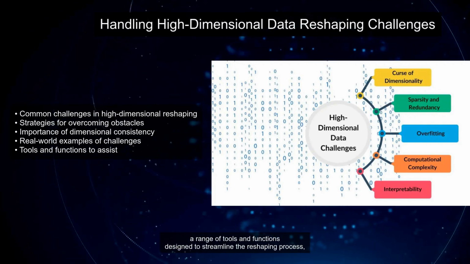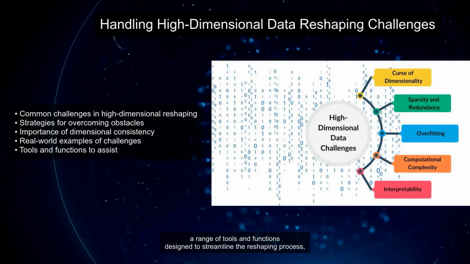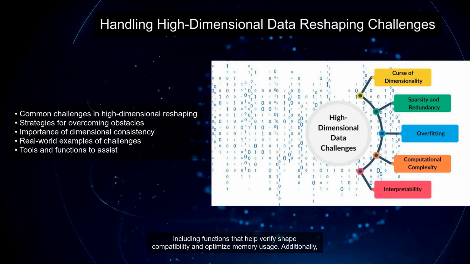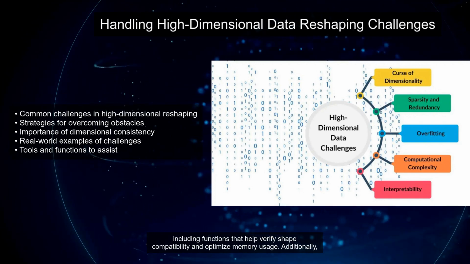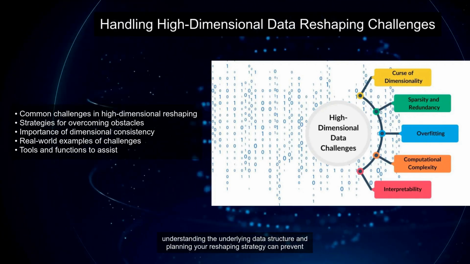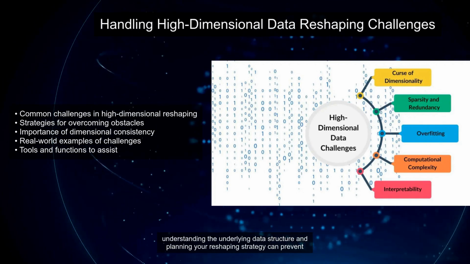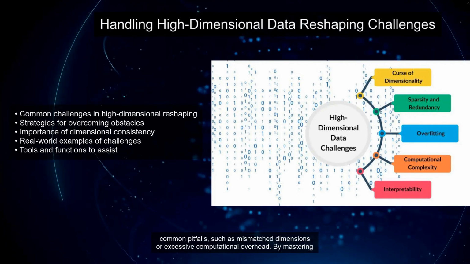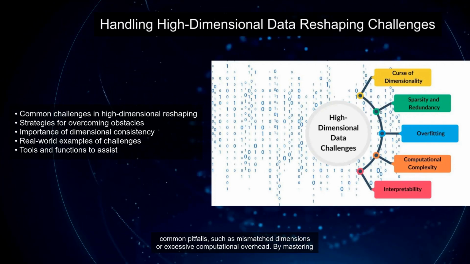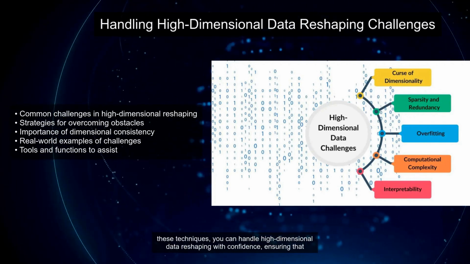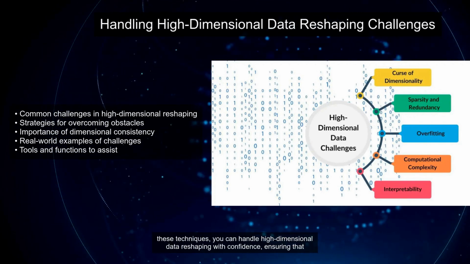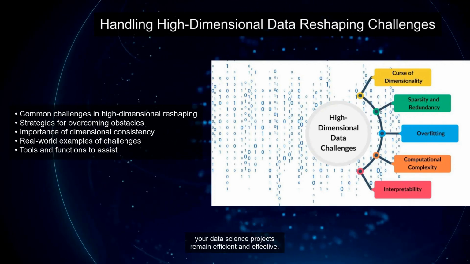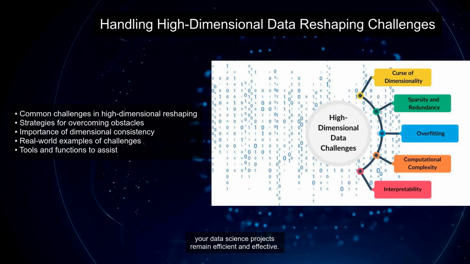To address these challenges, NumPy provides a range of tools and functions designed to streamline the reshaping process, including functions that help verify shape compatibility and optimize memory usage. Additionally, understanding the underlying data structure and planning your reshaping strategy can prevent common pitfalls, such as mismatched dimensions or excessive computational overhead. By mastering these techniques, you can handle high-dimensional data reshaping with confidence, ensuring that your data science projects remain efficient and effective.